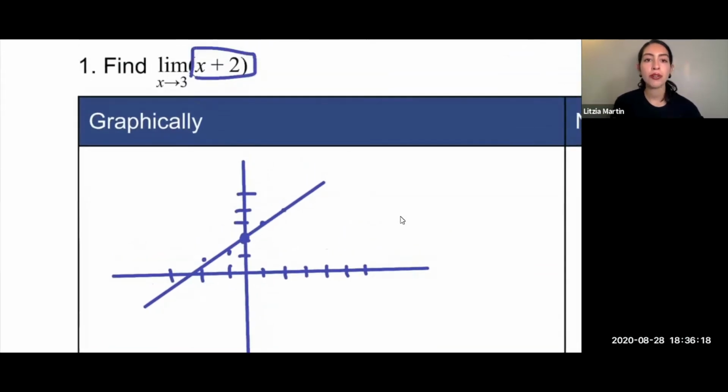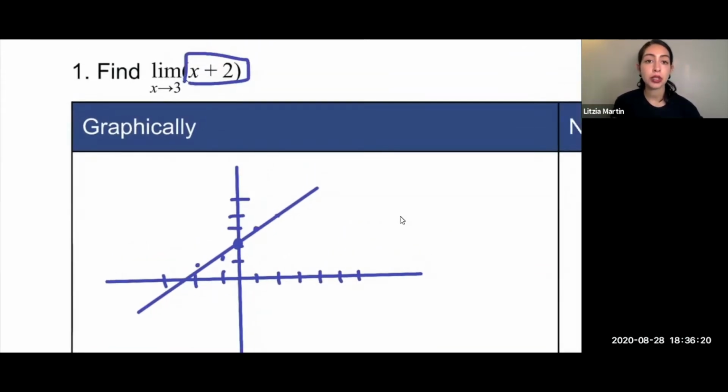Now what we want to find is the limit as x approaches 3. So you want to think about if you are traveling along this function x plus 2, what is going to be the height as you are approaching the x value of 3? So the x value of 3 is right over here. This is x equal to 3.